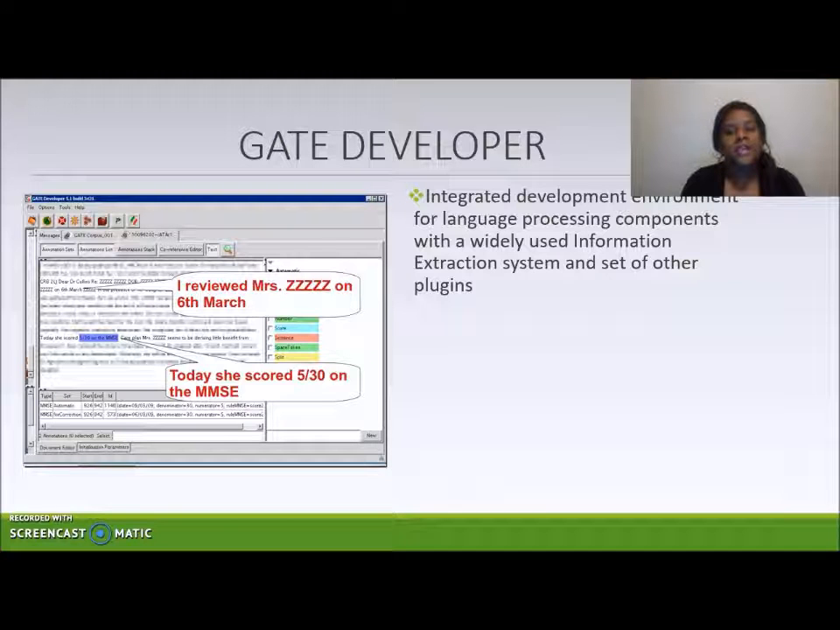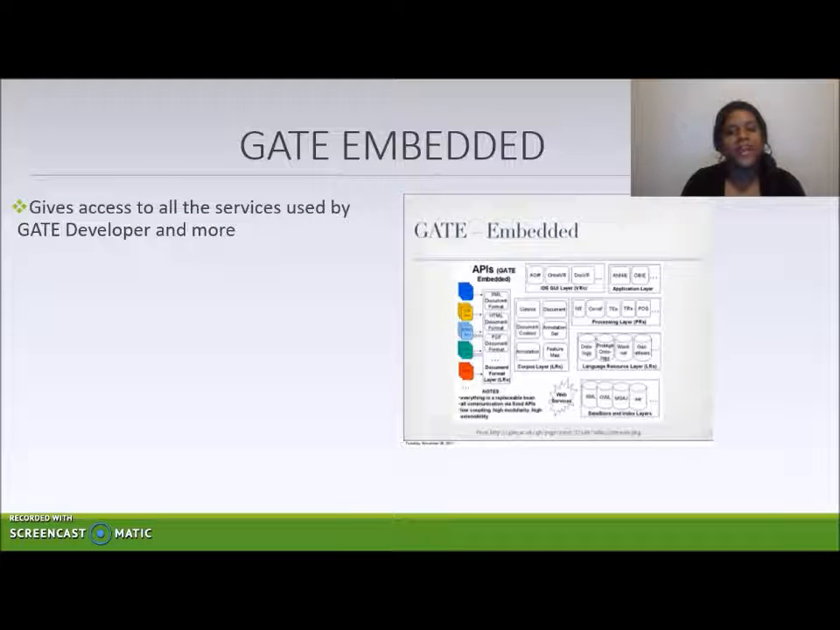The GATE Developer, as you see in the picture here on the left, is an integrated development environment for language processing components with a widely used information extraction system and a set of other plugins. The GATE Embedded, picture on the right, gives access to all the services of GATE Developer and more. You see the GATE Embedded has the XML document format, HTML document format, PDF document format, a document format layer, some corpus, some annotation, the feature map, some gazetteers, which we'll discuss, and the Annie, which I talked about earlier.